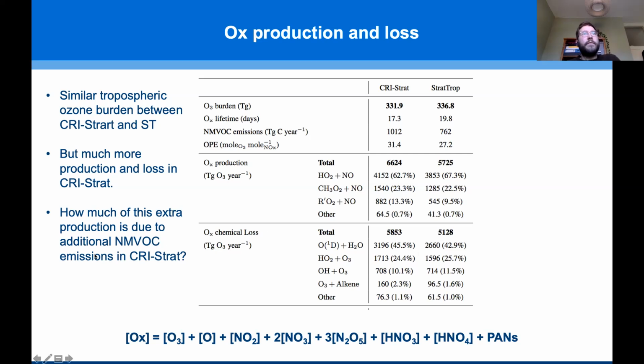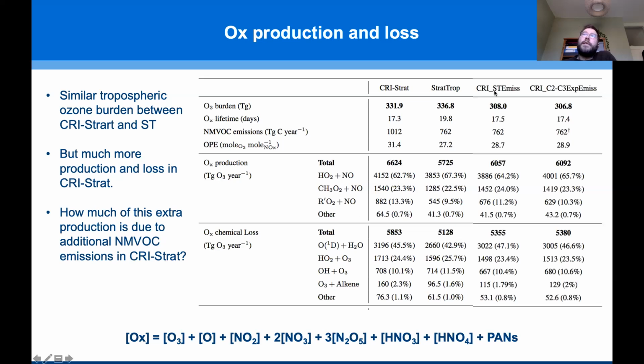And so there's this question of how much of this extra production is due to additional VOC emissions and how much of that is due to the change in the chemistry. And so if you do these extra runs, we find that if you run CRI-Strat but using StratTrop emissions, there's quite a big reduction in the ozone burden.